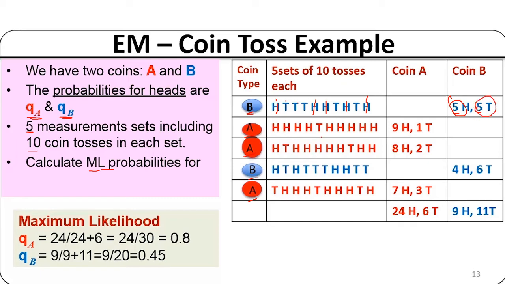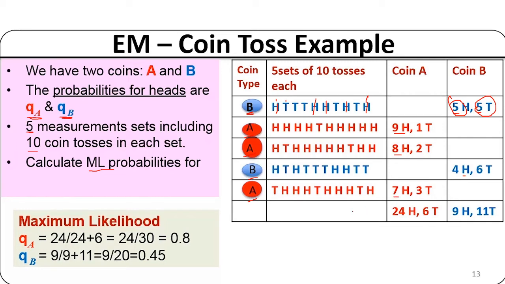Very similar to that, again for coin A, which is 9 heads and 1 tail. Again coin A for the second set, which is 8 heads and 2 tails. Again coin B, 4 heads and 6 tails. Again coin A, which is 7 heads and 3 tails.